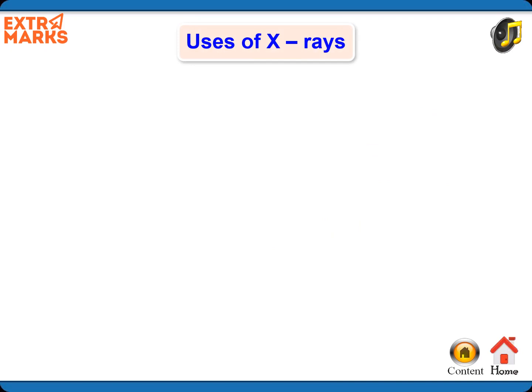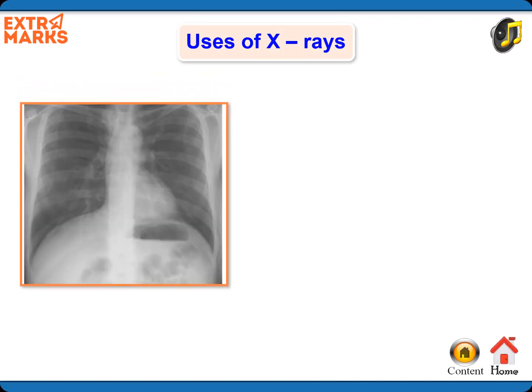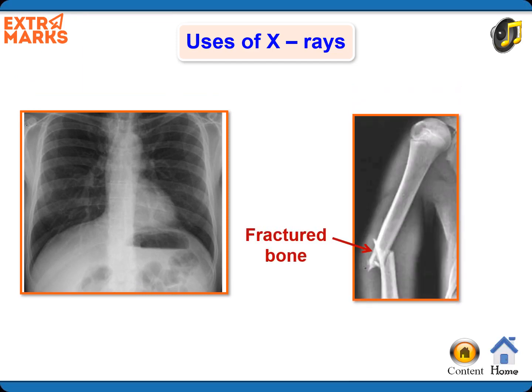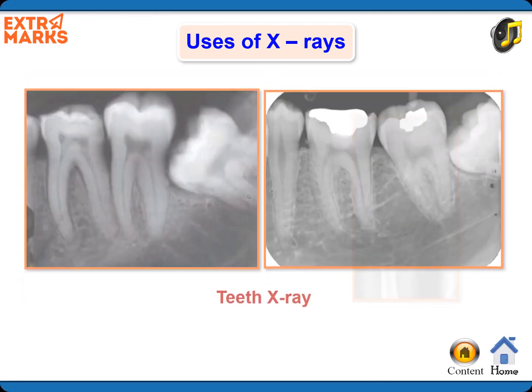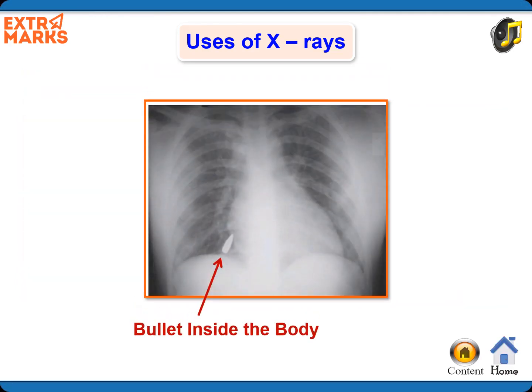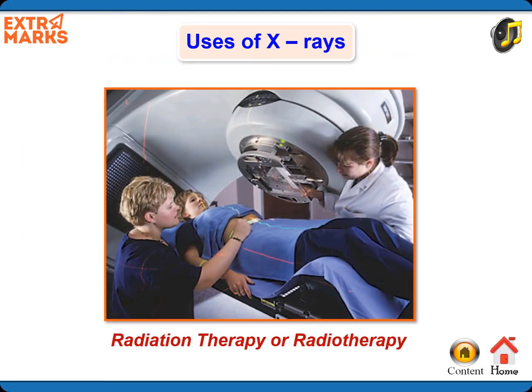X-rays are used in different medical applications, like to detect abnormalities, dislocations, and fractures of bones, to detect diseases of the teeth, to locate bullets and other foreign objects within the body, and to kill malignant cells that cause tumors and cancer with the help of radiotherapy.